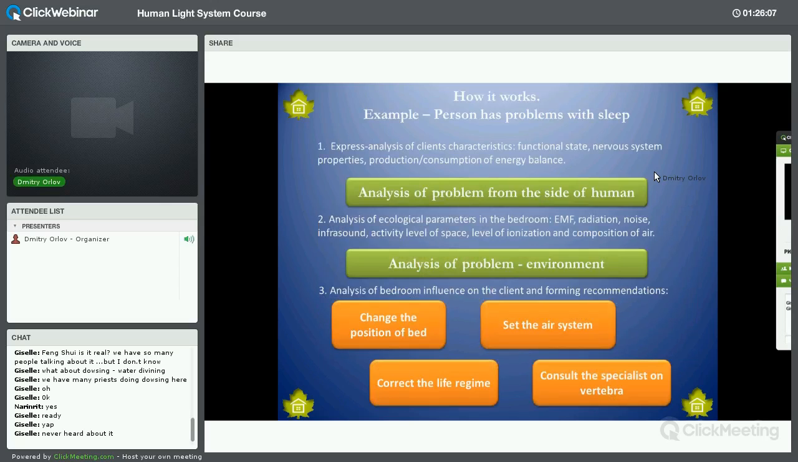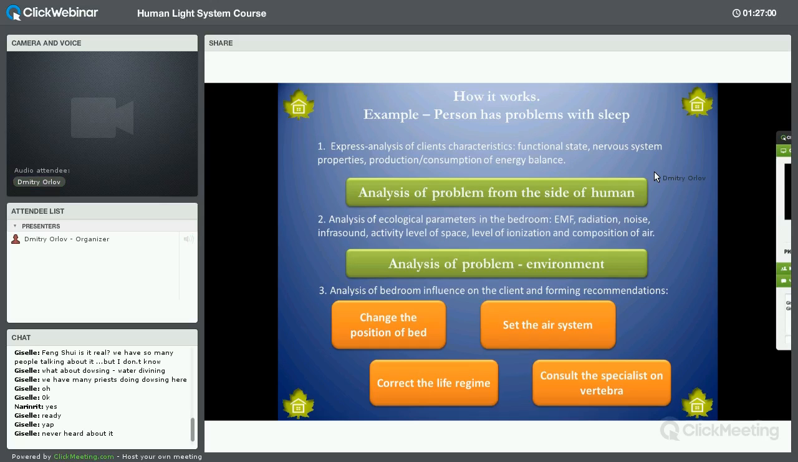So let me explain how the process that we are using here works. For example, a person has problems with sleep and needs to know what to do. Of course, in order to find out if the problem is on the side of the environment where he sleeps, or on the side of the person him or herself, you need to study both. So, number one, we apply the express analysis of glance characteristics. We study the functional state, we study the nervous system properties, and see the production and consumption energy balance. So we analyze the problem from the side of a human being.